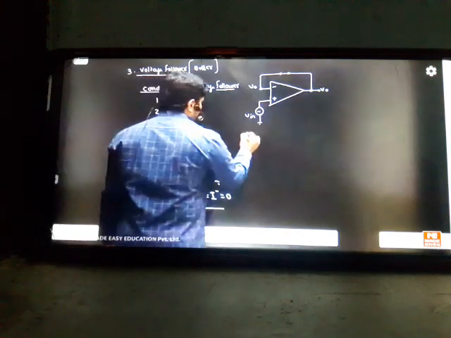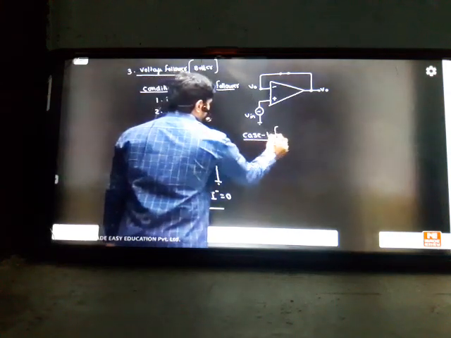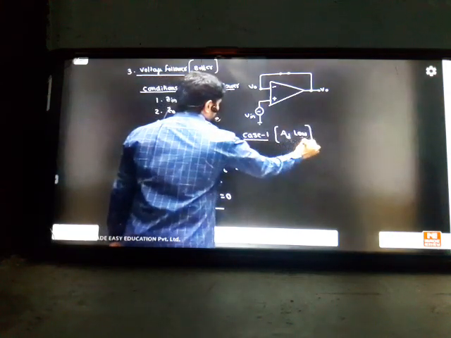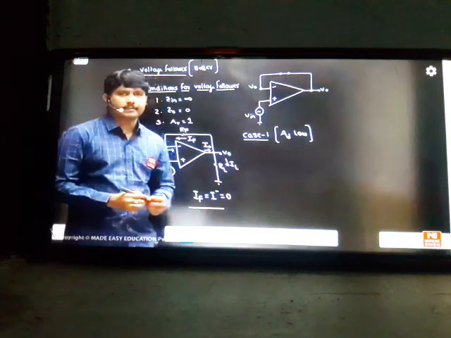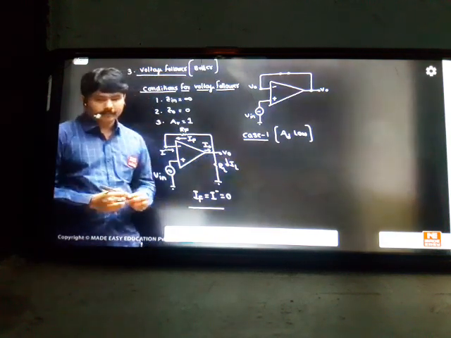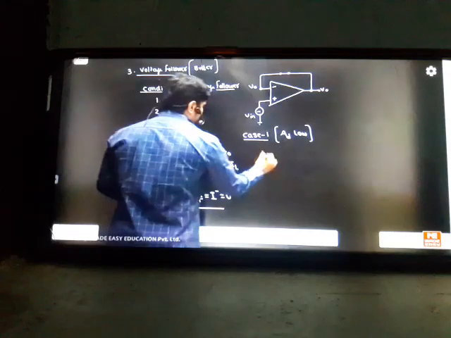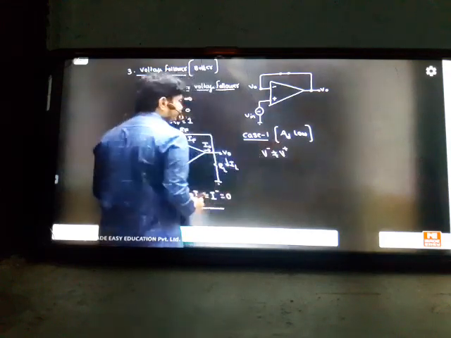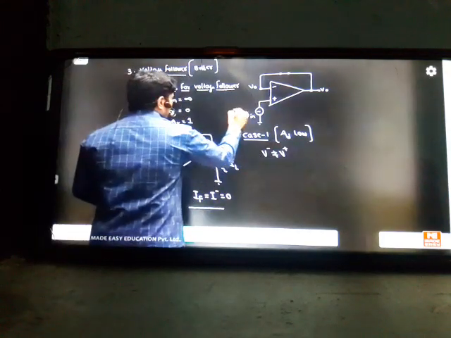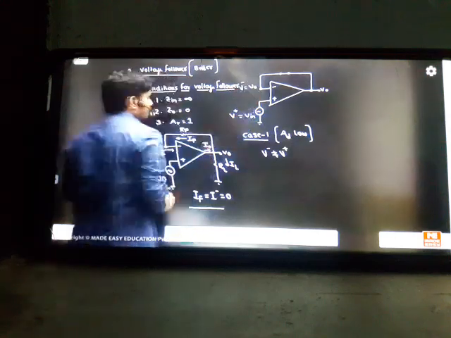Now, first I'll do case 1, for AD low, not AD high. First case I'll do for AD low because in the exams most of the time they ask for the AD low concept. So that's why first we'll focus on the AD low concept. If AD is low, can I say that V minus and V plus will not be the same? This is V plus here and this is V minus.